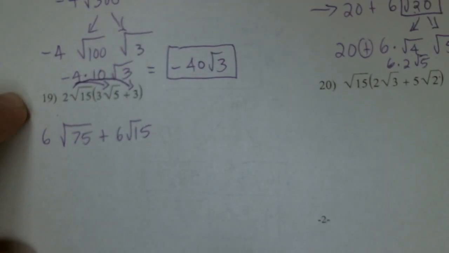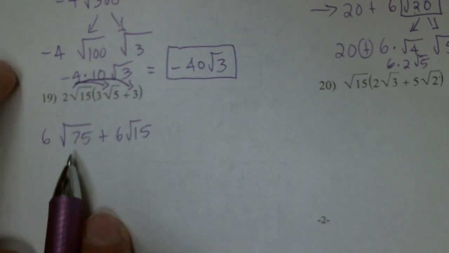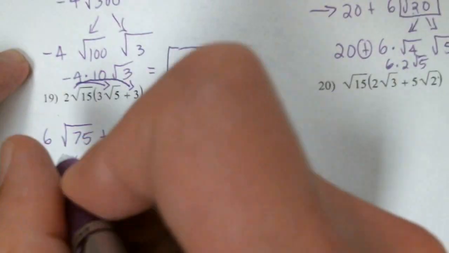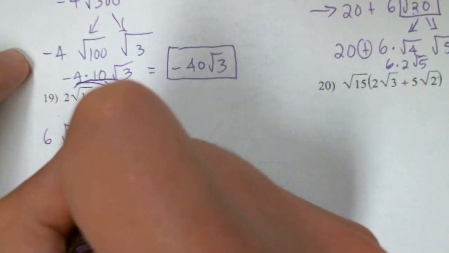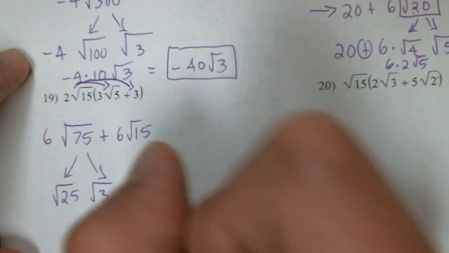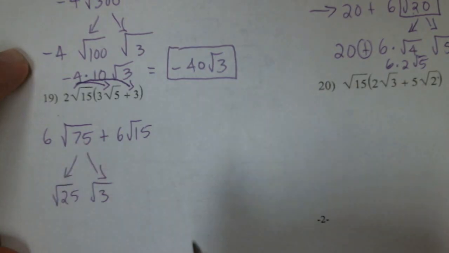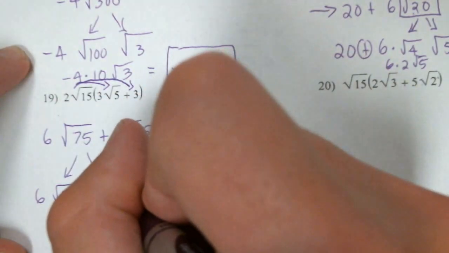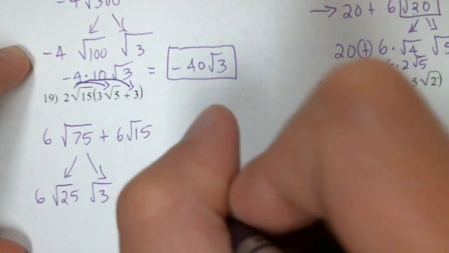Okay. All right, so now can I simplify either one of these? I can simplify 75. What's the highest perfect square that goes into 75? That's 25. What goes in the trash can? 3. 3 times 25 is 75. Bring down the 6. Square root of 15, I can't simplify that. There are no perfect squares that go into 15. So that's just going to be plus 6 root 15.